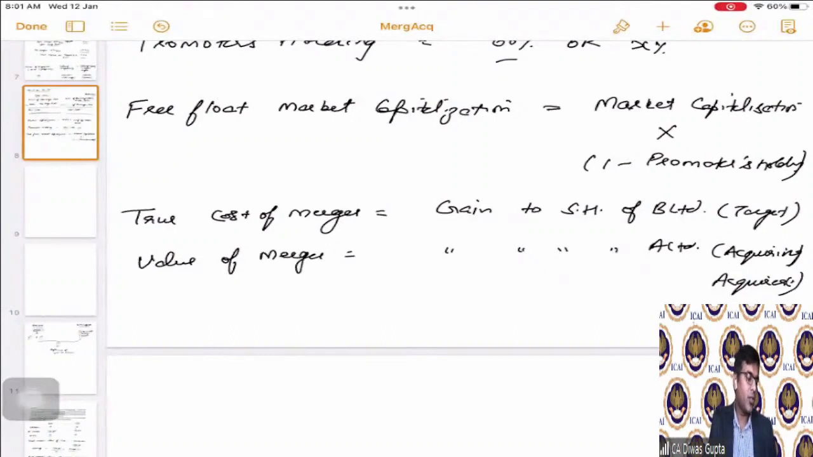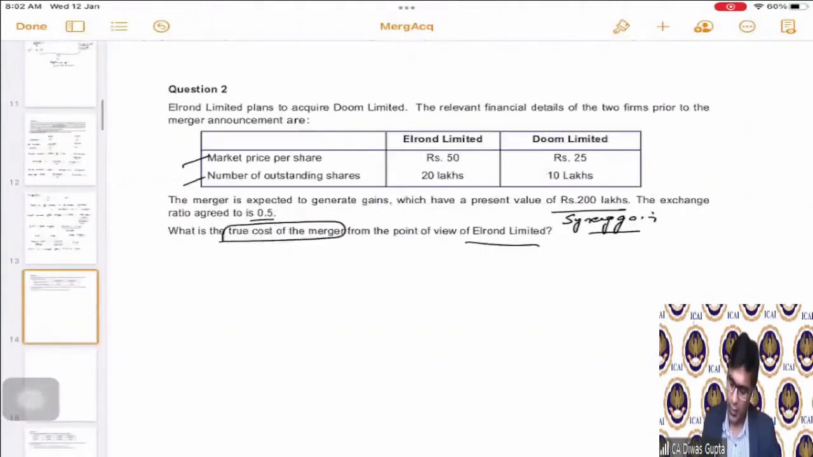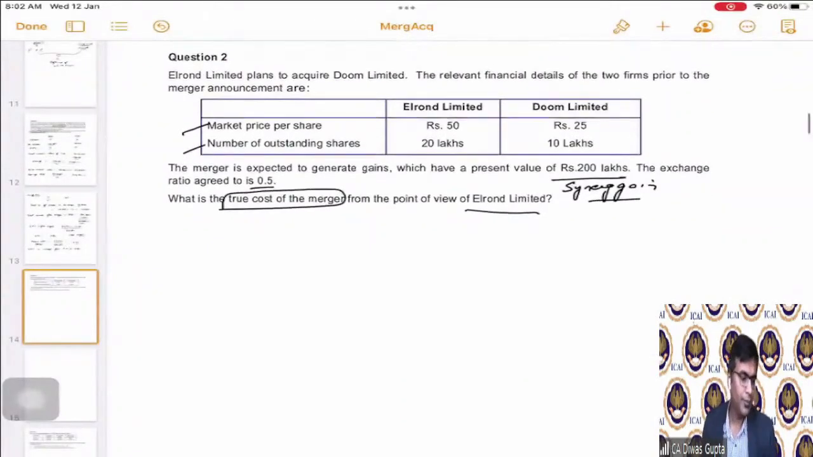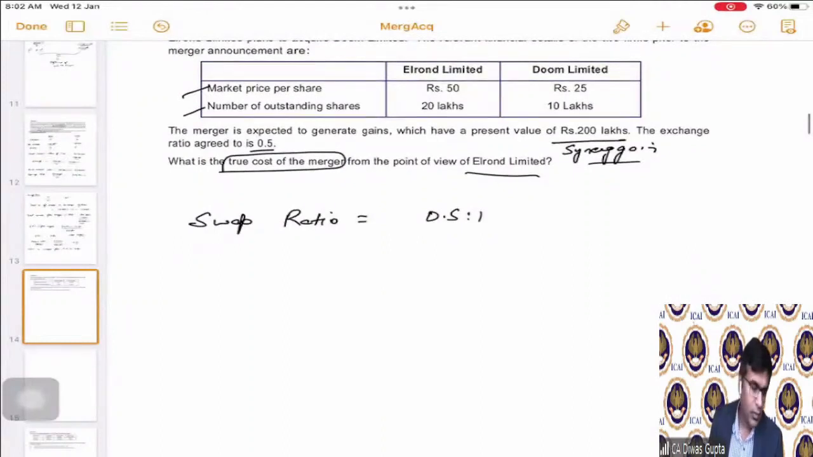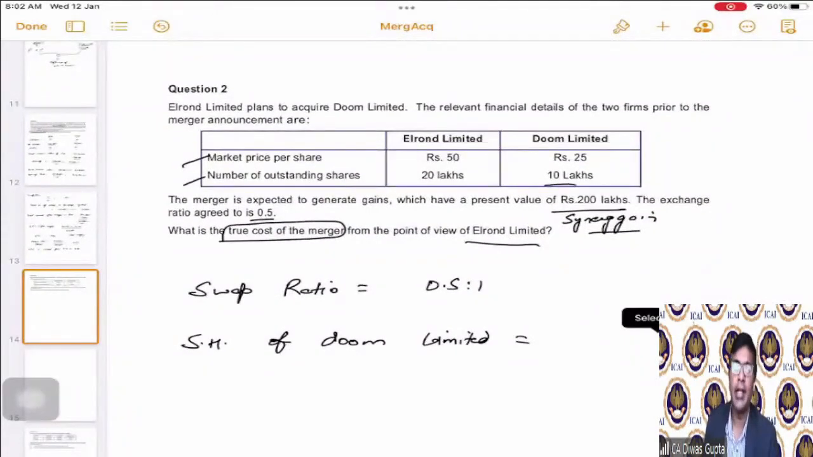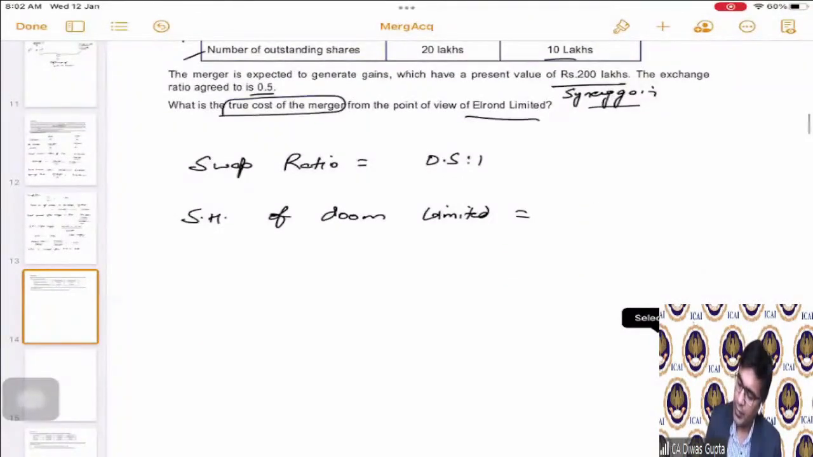Now, question number two says to calculate the true cost of merger. The true cost of merger is nothing but we have to calculate the gain or loss from the point of view of the target company, which is Doom Limited. So what is the exchange ratio? The swap ratio is already given, 0.5:1. So that means the shareholders of Doom Limited will get how many shares? Doom Limited already has 10 lakh shares, so they will get 5 lakh shares.